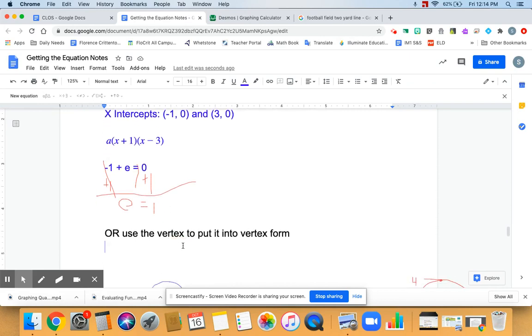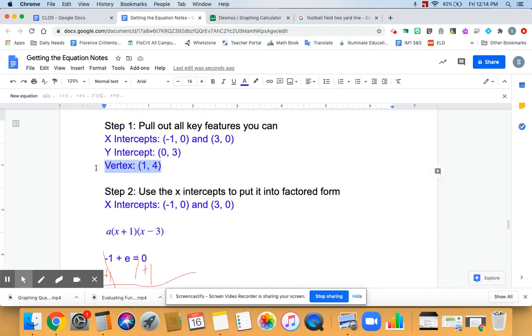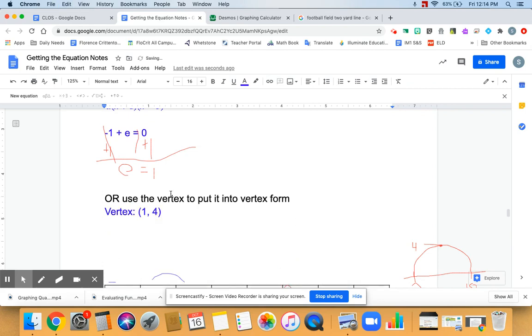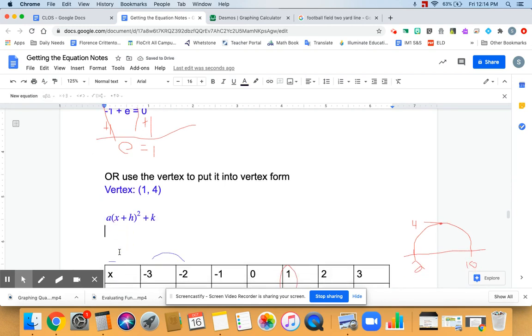Another way to start it is I could use the vertex to put it into vertex form. So if I grab the vertex, remember that vertex form, and to get the vertex out of this guy, you have to make the parenthesis equal 0.